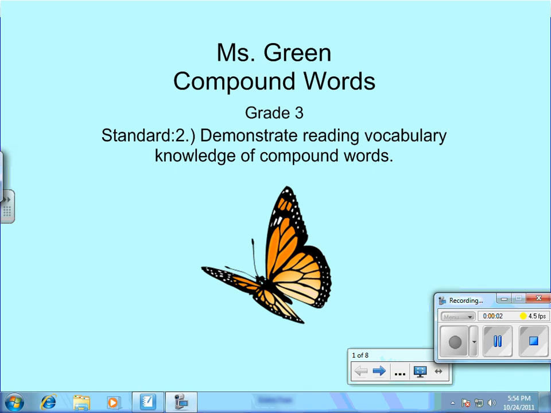Today, class, we're going to talk about compound words. We're going to learn what is a compound word and what is not a compound word. Let's take a closer look.